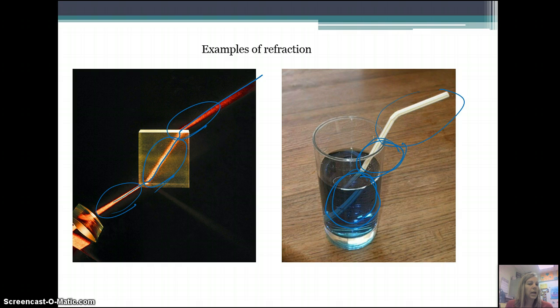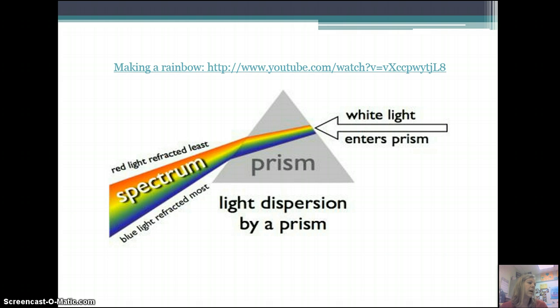Now, last, what I would like you to do is answer the questions on the bottom of your notes and make sure that you understand the answers. You can use your notes to help you answer those. We also will be doing some demos in class, and I expect to see some information about the demos, whether they are about reflection or refraction, and what did you see during them and what did you learn from them.